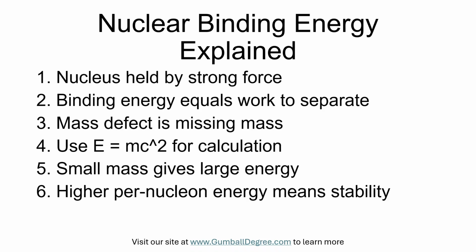When protons and neutrons come together to form a nucleus, the total mass of that nucleus is a little bit less than the sum of the separate parts. That missing mass is called the mass defect, and it has been released as energy when the nucleus formed. You can calculate the binding energy by multiplying the mass defect by the speed of light squared, which shows that even a small mass difference corresponds to a large energy.